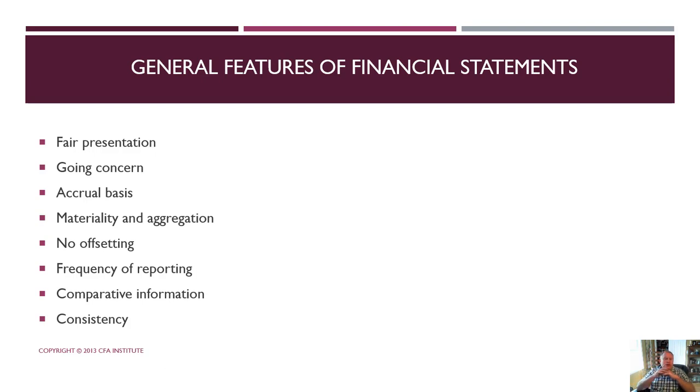When we look at the general features of financial statements from both an IFRS and a GAAP perspective, we have fair presentation, going concern, accrual basis, materiality and aggregation, putting things together to make them meaningful, and no offsetting. That becomes important. You don't offset an asset item with a liability. Frequency of reporting, there has to be that consistency. Comparing information over time becomes important so you can identify trends, which you've already done. And then consistency.